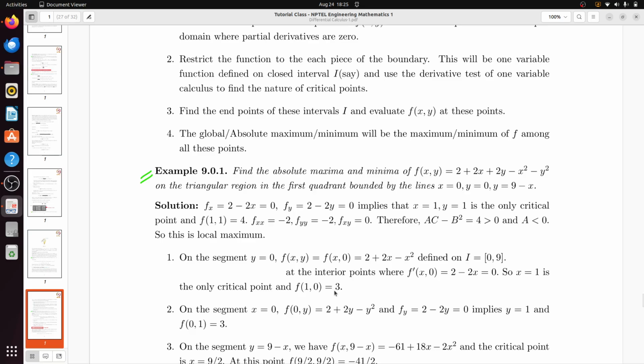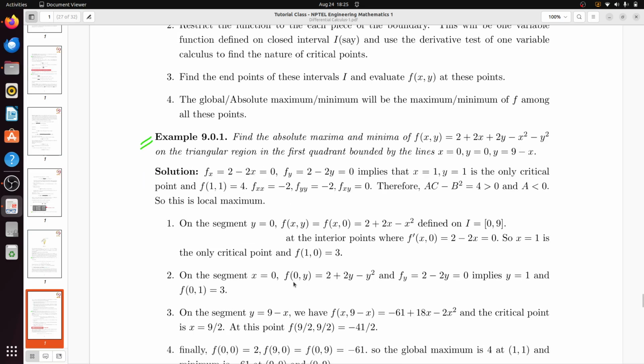So the only critical point is 1 comma 0. You will get 3. So next on the segment x equal to 0, f(0,y) is 2 plus 2y minus y square, and you take the derivative with respect to y. So fy is 2 minus 2y equal to 0. So y equal to 1 and f(0,1) is 3. One second. Next is y equal to 9 minus x. You put y equal to 9 minus x, you get f(x,9 minus x). You will get minus 61 plus 18x minus 2x square. Just instead of y you are putting 9 minus x. So your critical point is x equal to 9 by 2, so y is also 9 by 2 because y equal to 9 minus x. So at this point f(9/2,9/2) is minus 41 by 2.